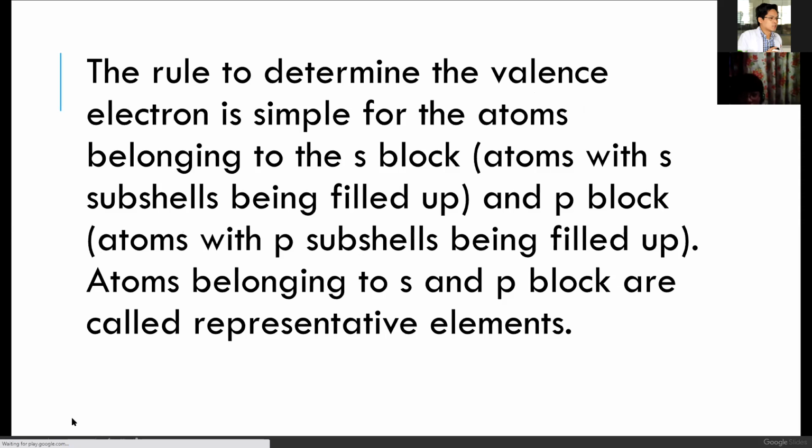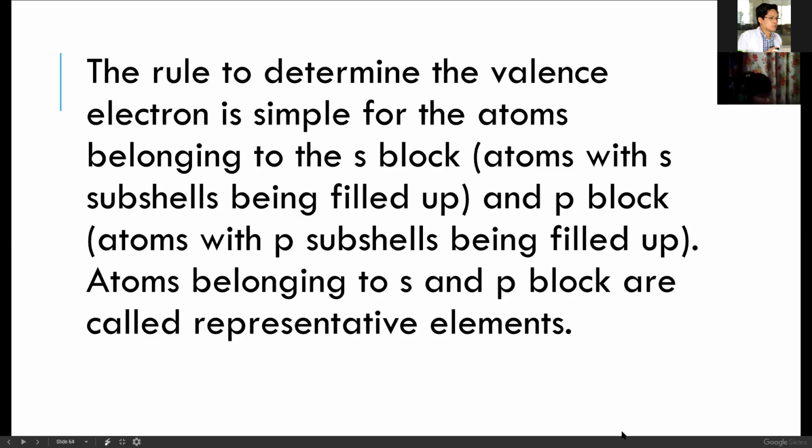The rule to determine the valence electron is simple for atoms belonging to the S block, atoms with S subshells being filled up, and the P block, atoms with P subshells being filled up. Atoms belonging to the S and P blocks are called representative elements, the one we discussed in the previous meeting.